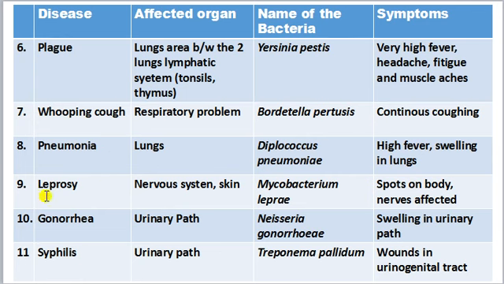Now 9, leprosy. Leprosy is also known as Hansen disease, and it mainly affects your skin and nervous system, the nerves. It is caused by Mycobacterium leprae, a bacteria which causes leprosy in human beings, and there are spots on the body and nerves are affected. It is a chronic infectious disease mainly causing skin lesions and nerve damage. So this is curable.